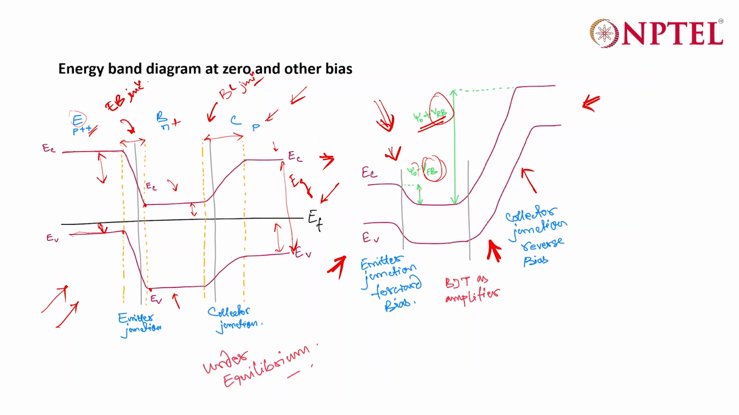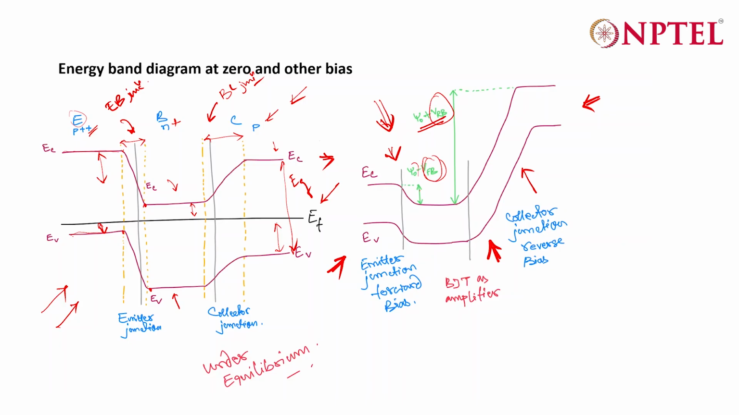So I repeat, there is nothing called BJT in forward bias. So I think I have mentioned previously. So this statement is not valid. Rather, you say BJT as amplifier wherein your emitter junction is forward biased and collector junction is reverse biased.